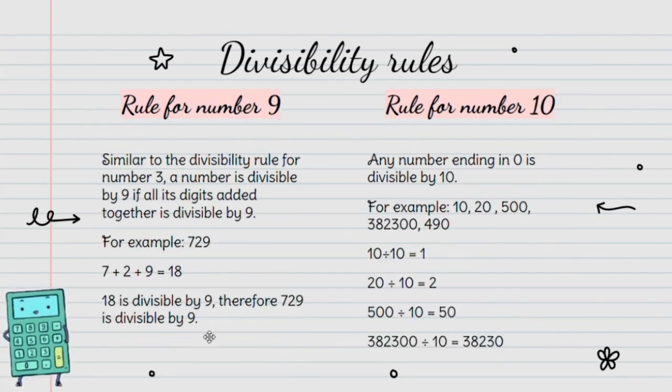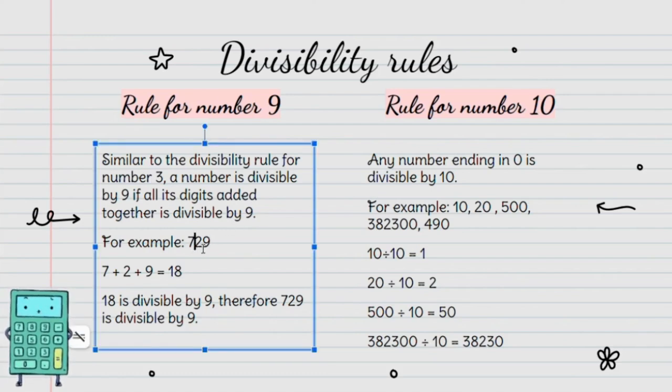So the rule for number 9 is the same as the rule for number 3. You add all the digits of the number and the resulting number must be divisible by 9 if the whole number is going to be divisible by 9. So since 7 plus 2 plus 9 equals 18, and since 18 is divisible by 9, this entire number here, 729, is divisible by 9.